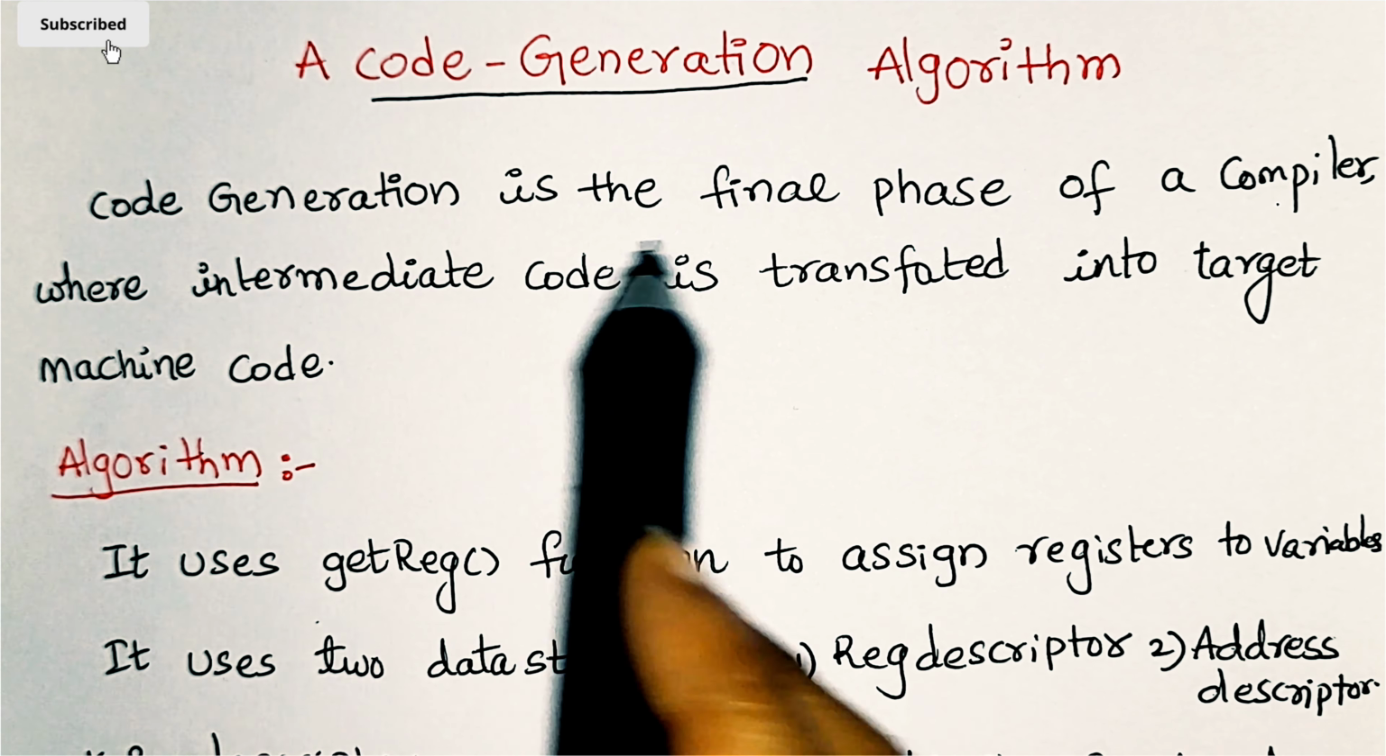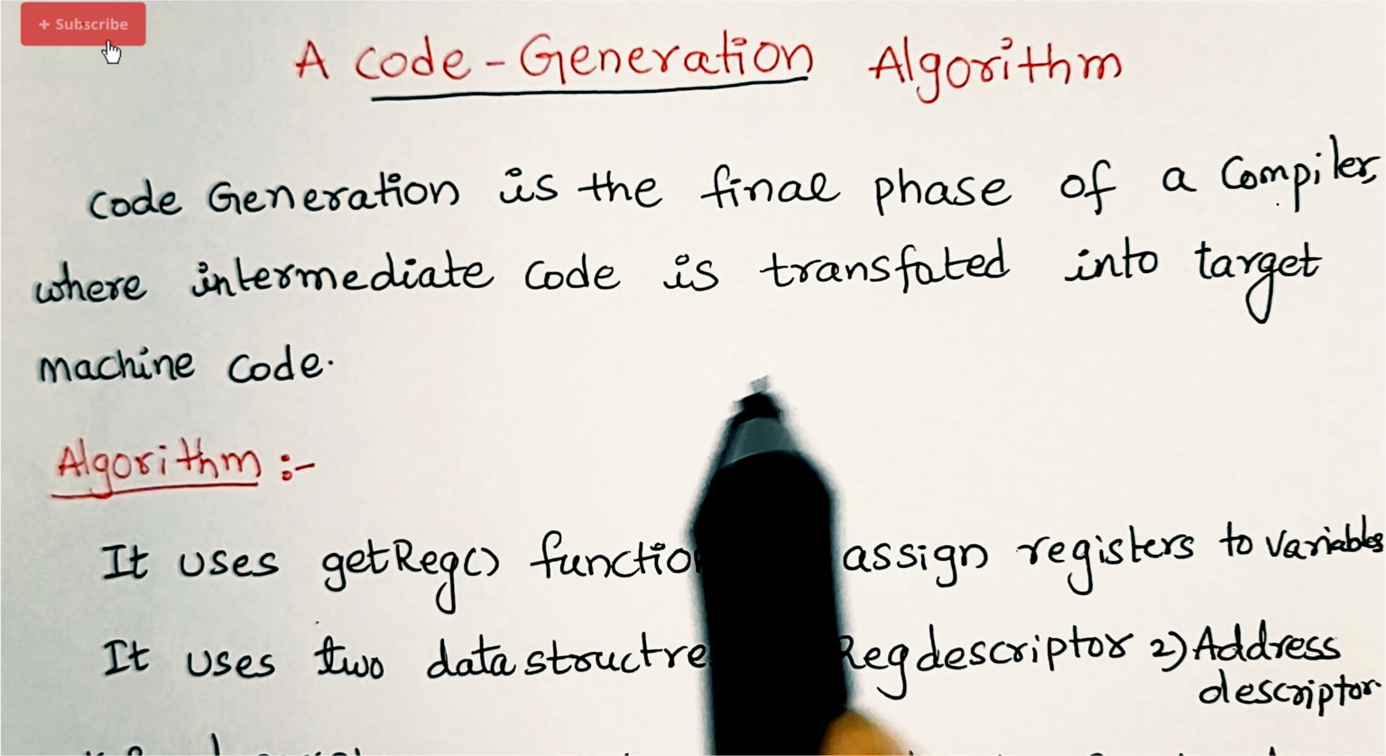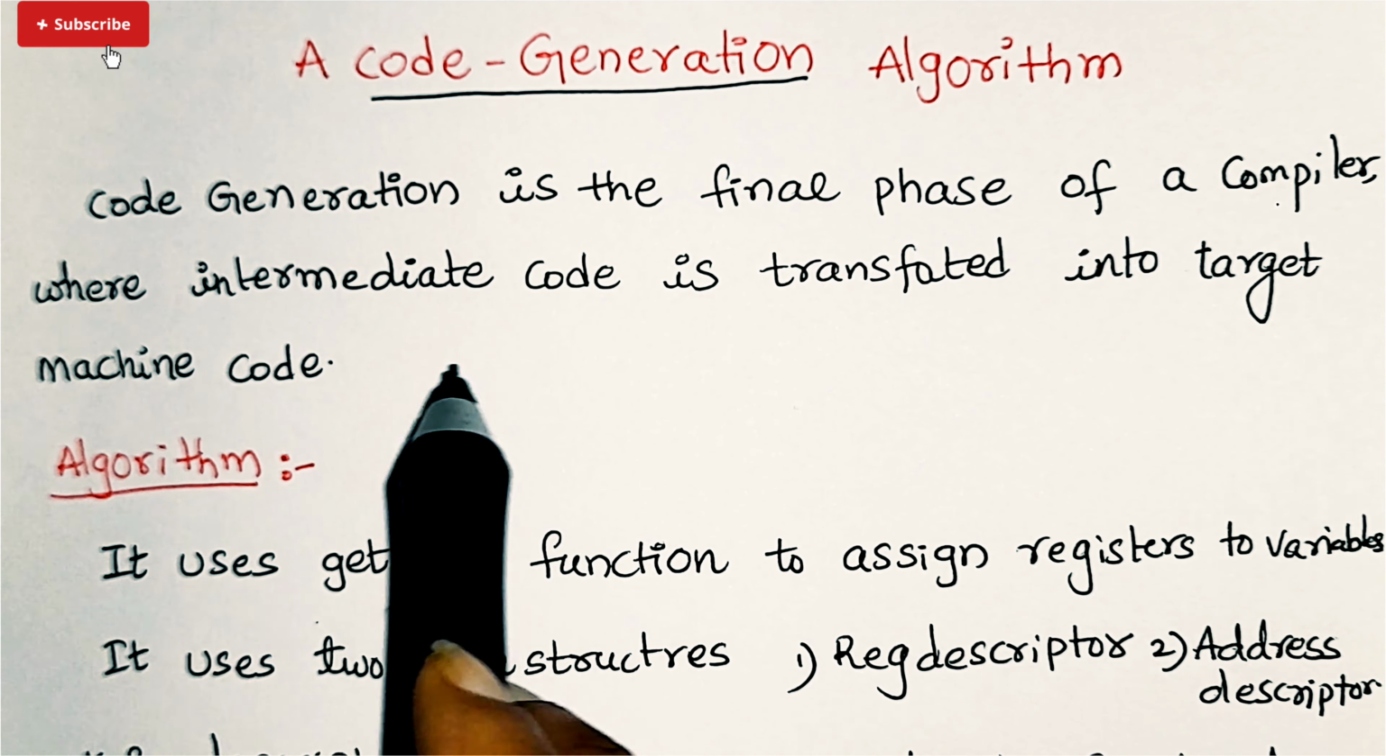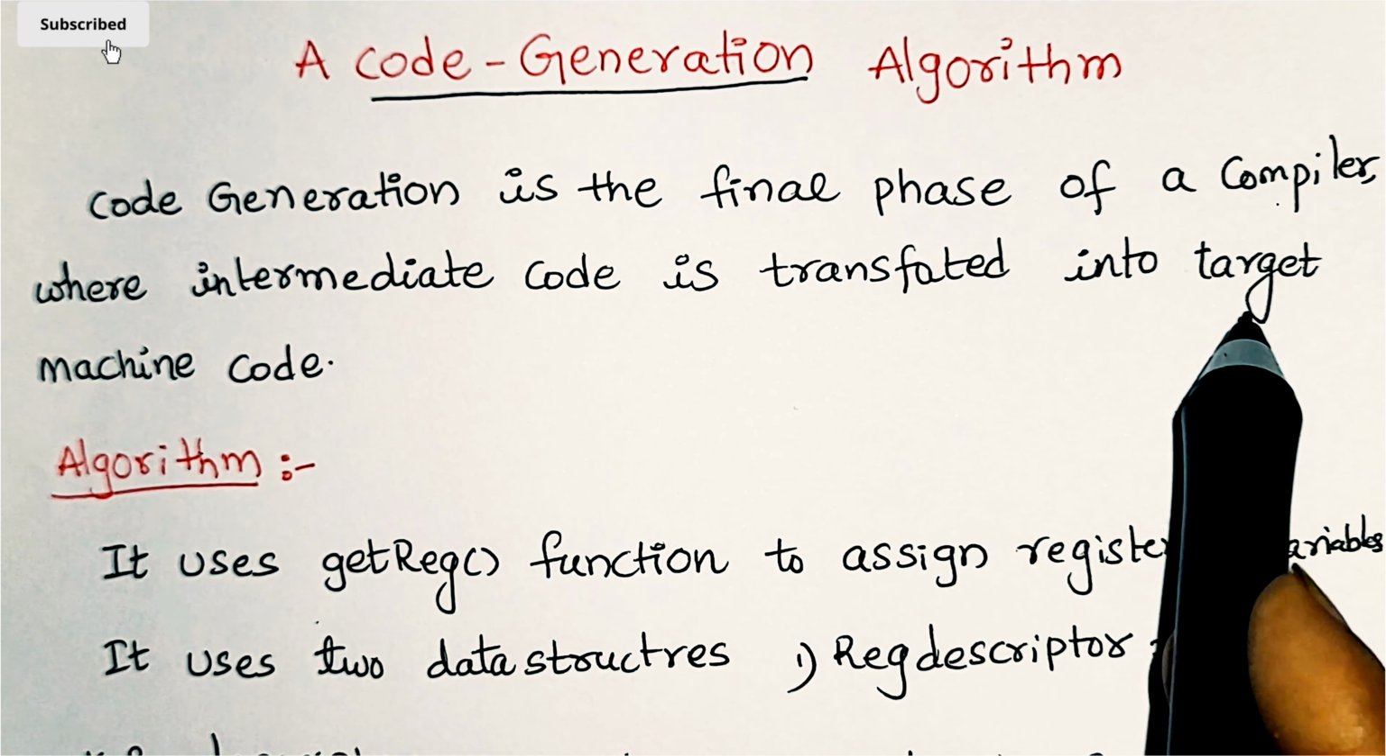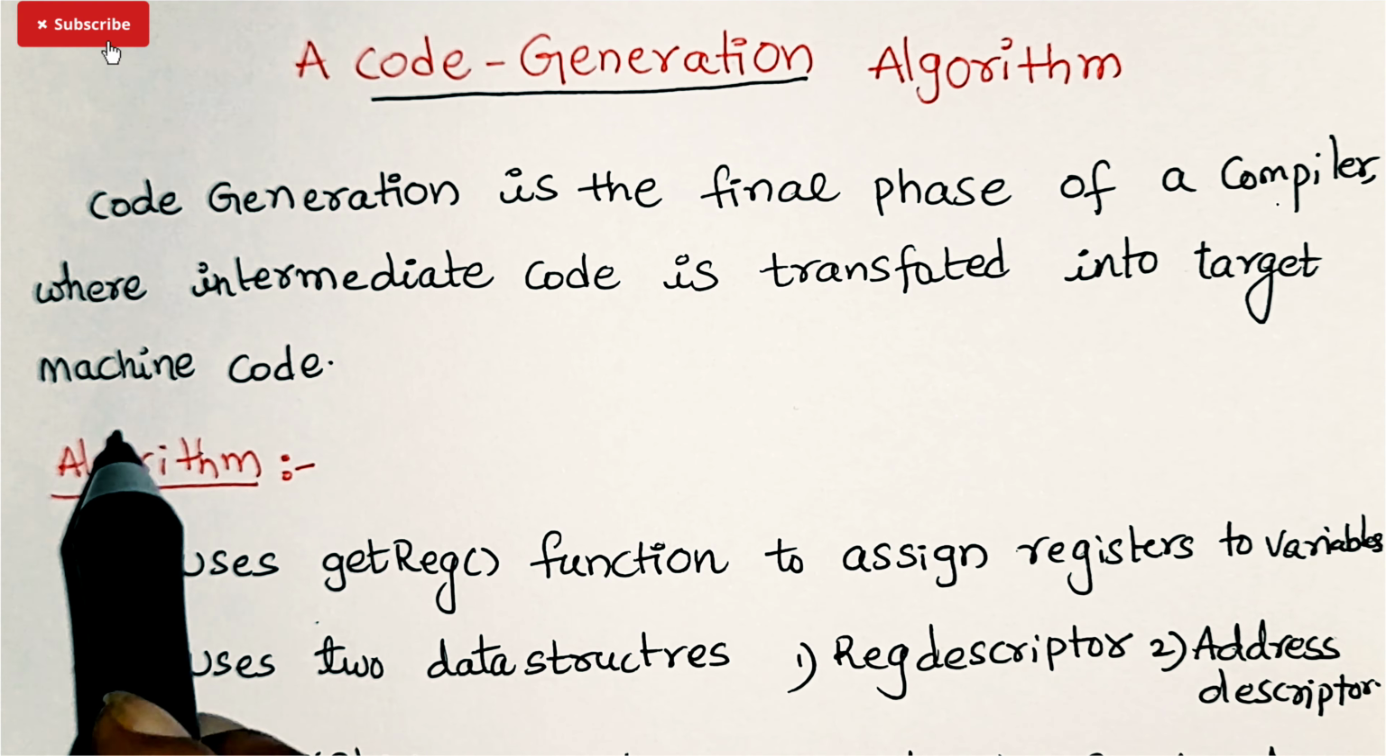Code generation is the final phase of a compiler where intermediate code is transformed into target machine code. Remember, code generation is the final phase of the compiler and intermediate code will be converted into target machine code. Okay friends, now we'll see the algorithm.